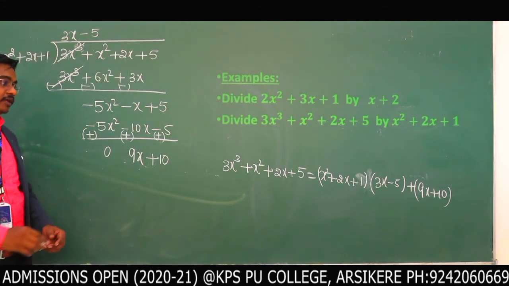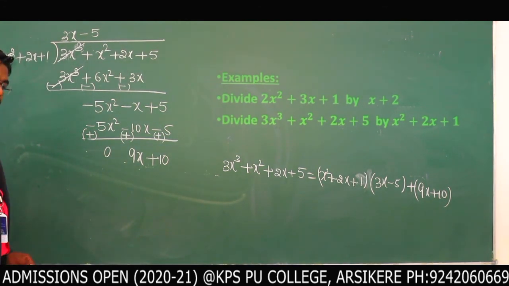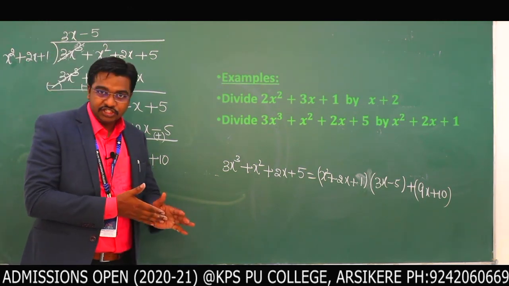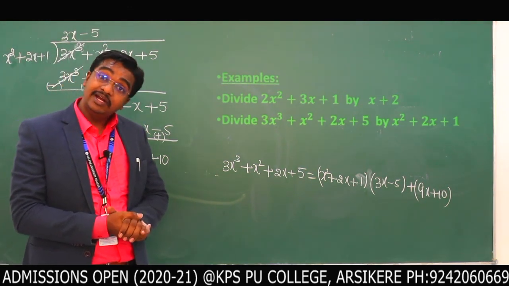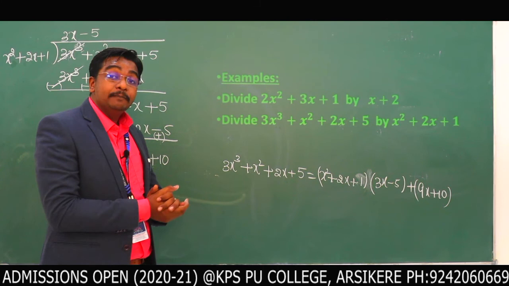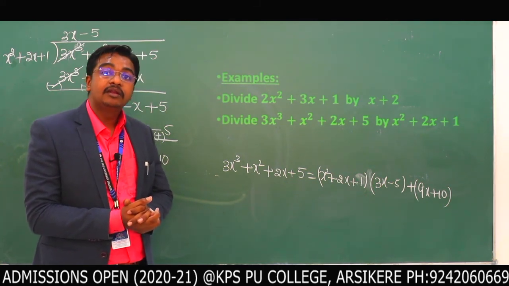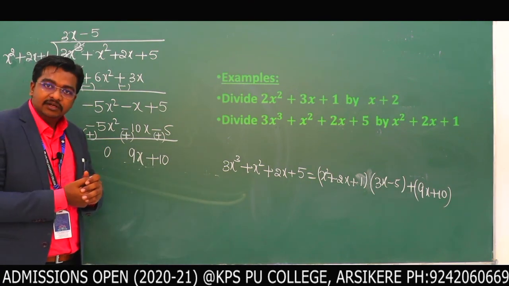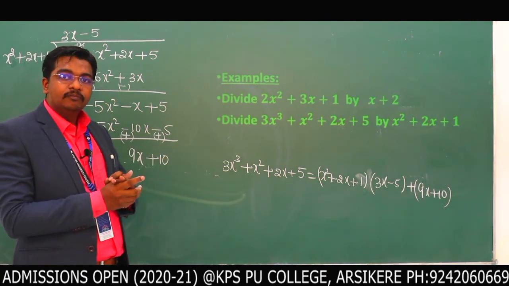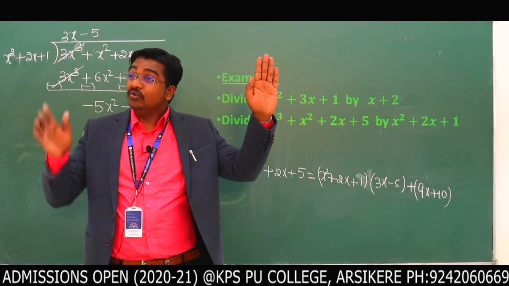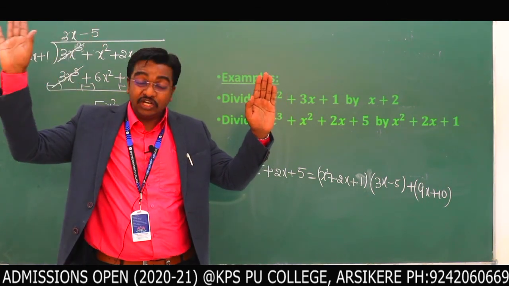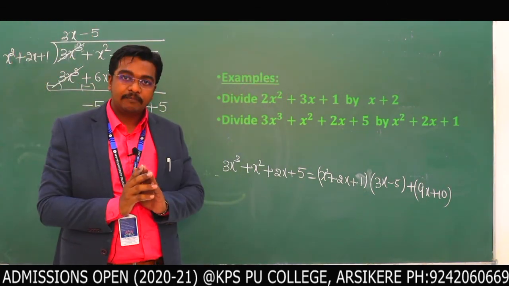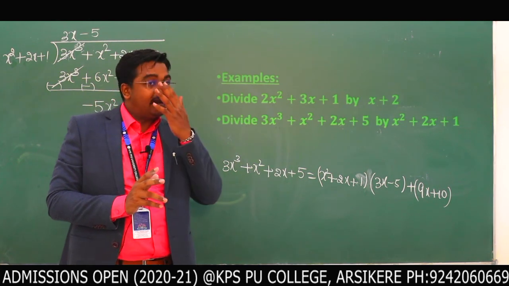Did you understand, children? Okay, so look, in our last class we had a discussion on addition and subtraction. In this class, multiplication and division. These are the basic operations we perform on polynomials. In the case of division we go with the division algorithm: dividend is equal to divisor into quotient plus remainder. Did you understand, children?